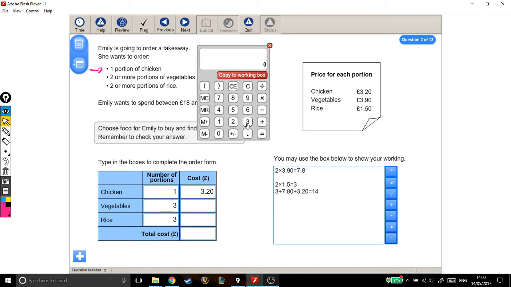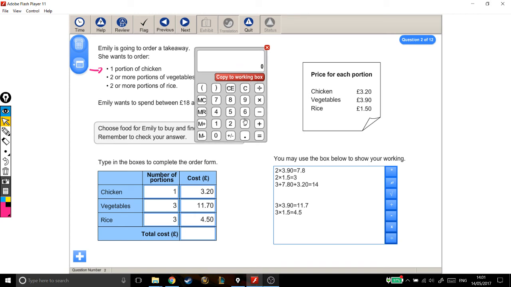So the vegetables, the new price for the vegetables, this time it's 3 lots of £3.90, which is £11.70. Not just 11.7, that's £11.70. And for the rice, it's 3 lots of £1.50, which is £4.50. I keep noticing my working out going into the wrong space here, and every time it does that, I just highlight it, delete it, move my cursor where I want it to be, down here, and copy it again. Not sure why it does that on my computer. So £4.50 for the rice, and this order will cost in total £3.20 for the chicken, £11.70 for the vegetables, and £4.50 for the rice, £19.40, not just 19.4, £19.40.